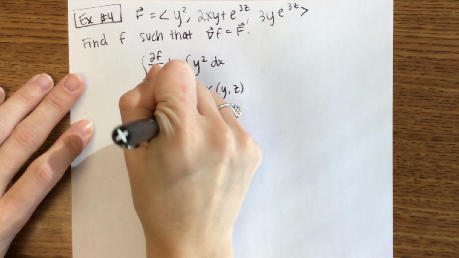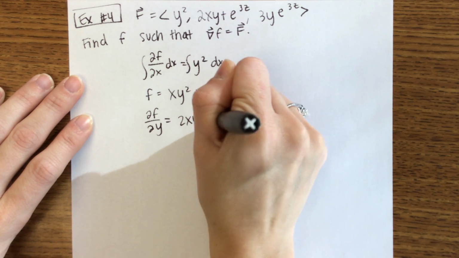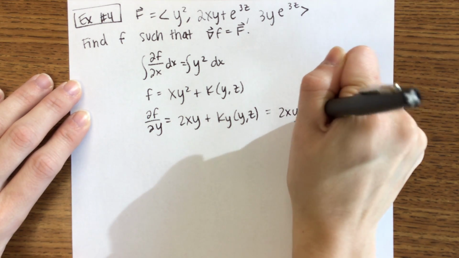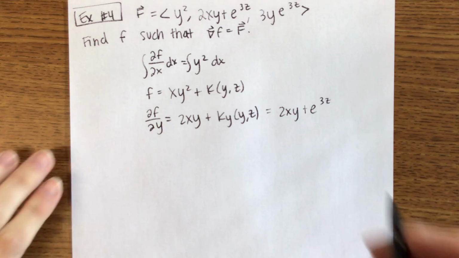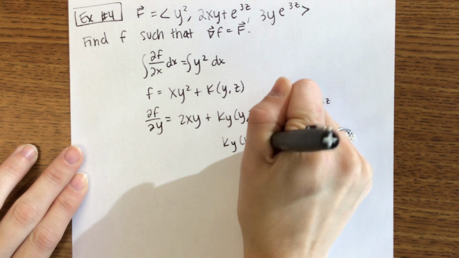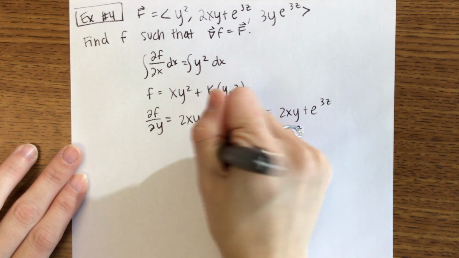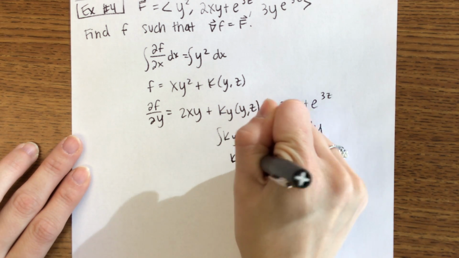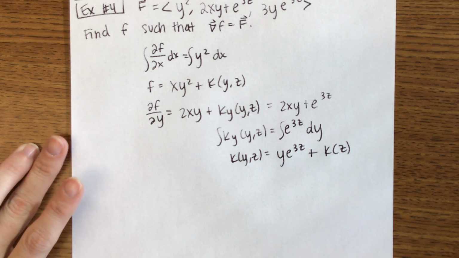So now if I take the partial of f with respect to y, I get 2xy plus partial of k with respect to y. That'll be equal to 2xy plus e to the 3z from above. So the derivative with respect to y of k is equal to e to the 3z. So we are going to integrate with respect to y then. So our k of y, z is equal to y e to the 3z plus k now is just in terms of z. We've already taken care of x and y.